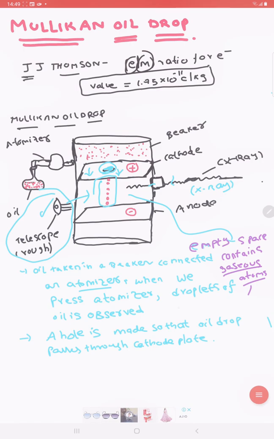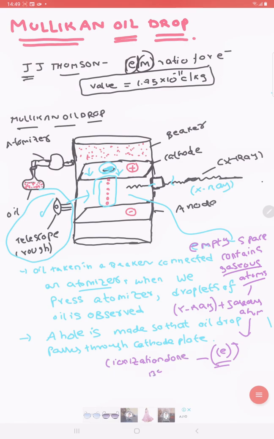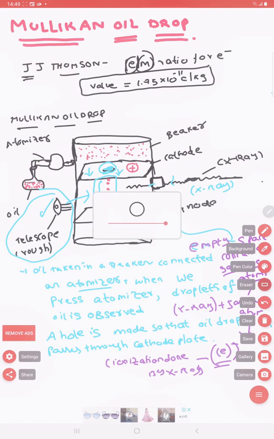So this X-ray, when it reacts with the gaseous atom, what product will you get? Electron is obtained. So electron is obtained when the X-ray reacts with the gaseous atom. The electron is obtained, which means this is ionization done by X-ray.